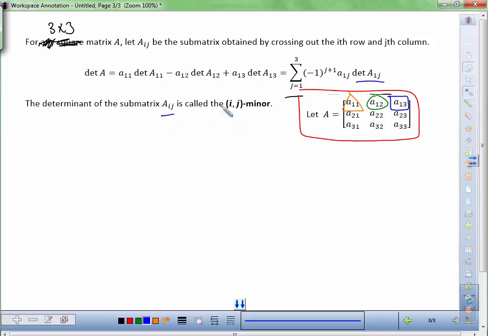And so capital A with a subscript ij is called the ij minor. And then in the book they define a Cij, that's the Aij with the sign, positive or negative. So that's just a way to rewrite this formula where you have one piece of notation that includes the other.